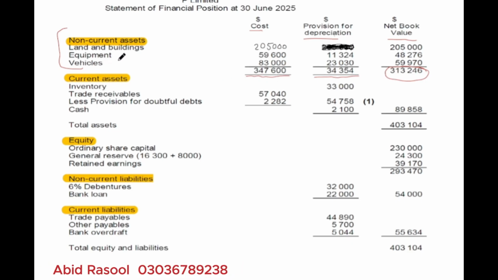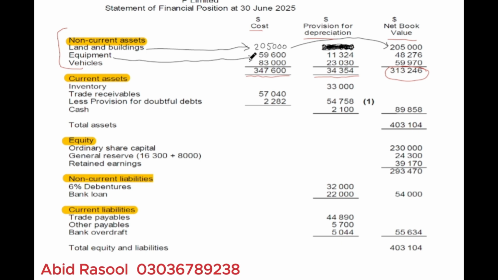how our non-current assets have been listed in this section. First of all, we were given land and building, and its cost was given, and no provision for depreciation was given. So first we will write its cost here, 205,000, straight to our net book value column, because no provision for depreciation was given. Okay, then equipment's cost was given 59,600, and its depreciation was given 11,324.